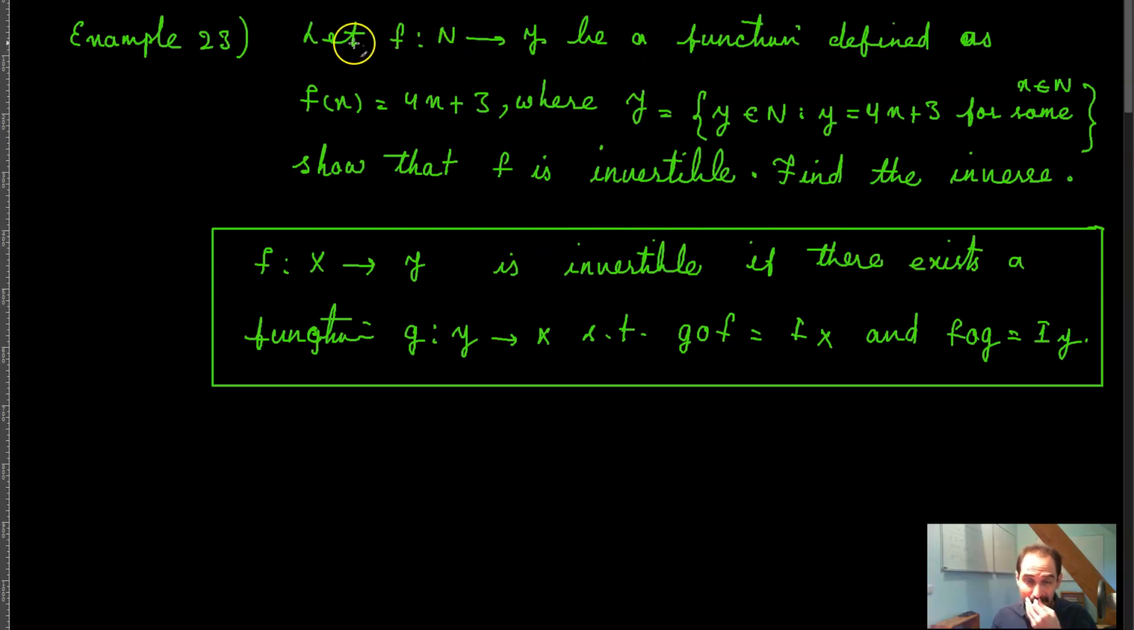So what that means is that I have this function f from n to y, and this y is basically this set over here. It is defined by this rule and so on and so forth. Now, f is a function from n to y. In order to show that f is invertible, you need to show that there exists a function, for example g or whatever you want to call it, from y to n, such that g o f is equal to I of n, and f o g is equal to I of y, this y over here.